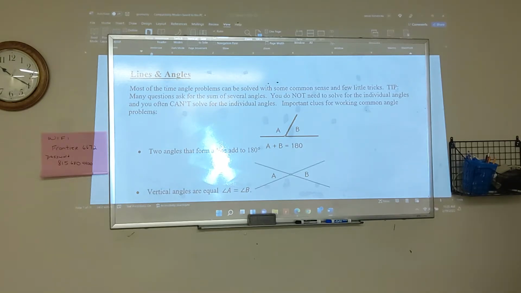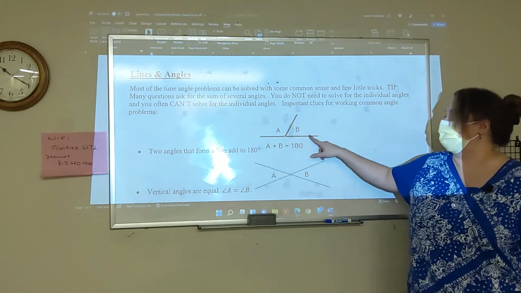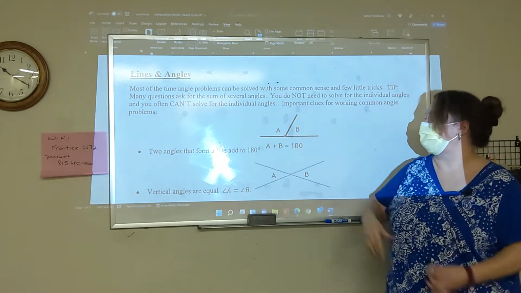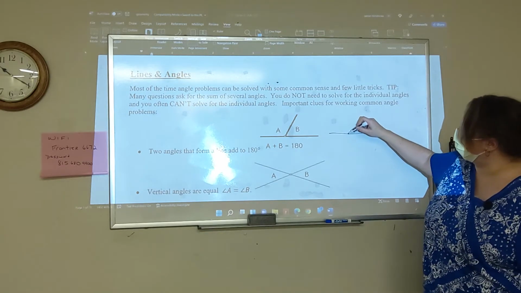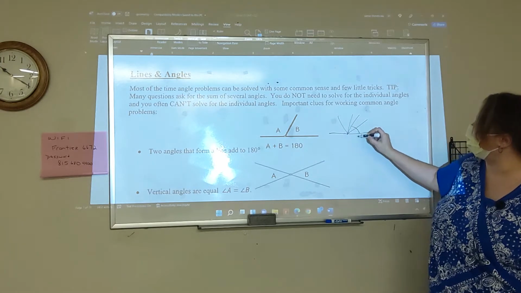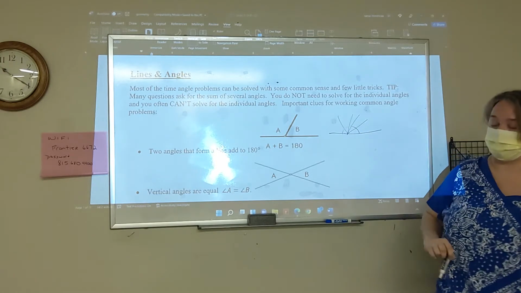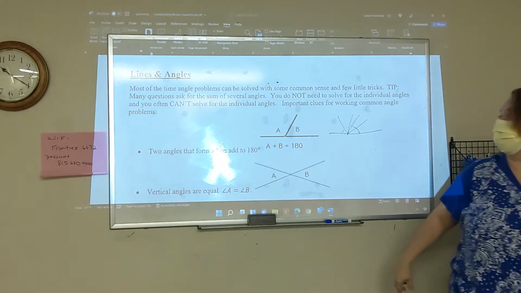First thing we want to look at, and most of this is going to be things that you probably remember from school. First of all, two angles that form a line add up to 180 degrees. Now it doesn't just have to be two angles. It could be a whole bunch of angles, right? But when we add them all together, we should get 180 degrees, okay? If they form a line, it's 180.